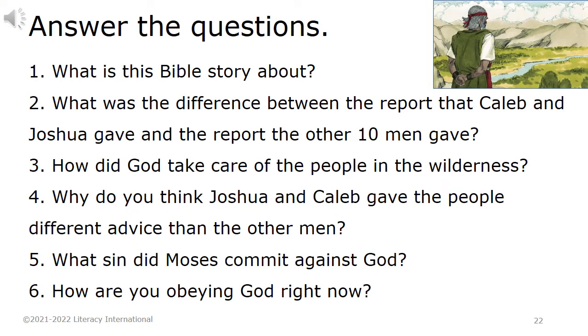Answer the questions. 1. What is this Bible story about? 2. What was the difference between the report that Caleb and Joshua gave and the report the other 10 men gave? 3. How did God take care of the people in the wilderness? 4. Why do you think Joshua and Caleb gave the people different advice than the other men? 5. What sin did Moses commit against God? 6. How are you obeying God right now?